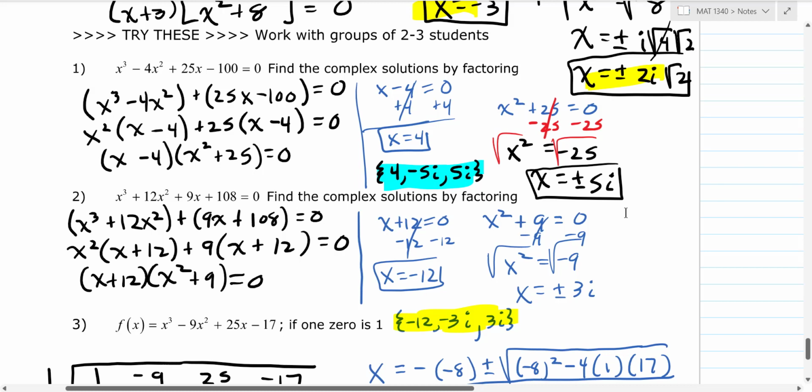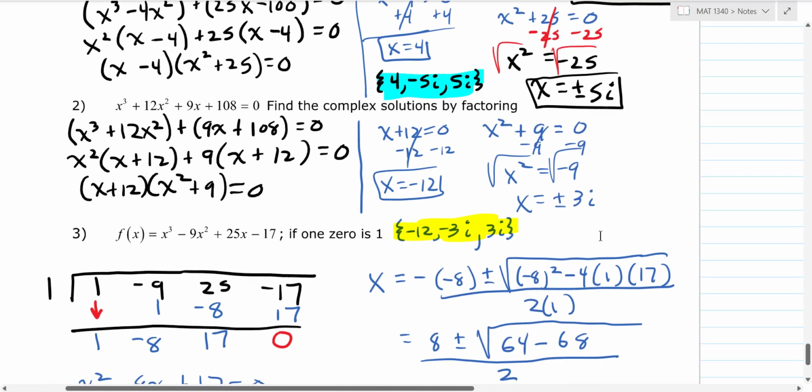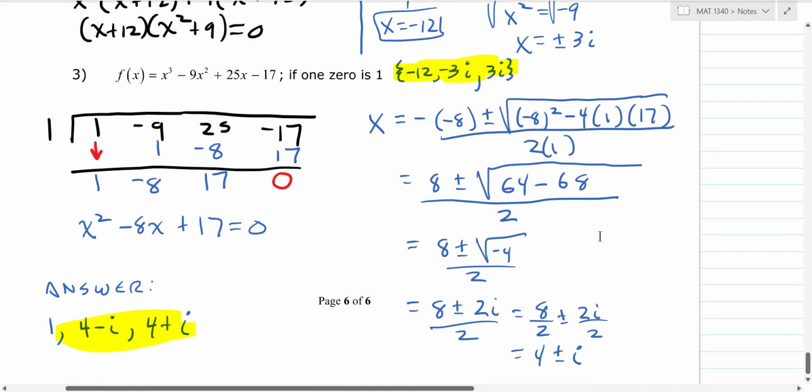Now, number 3, I did an example like that a little earlier before I did the factoring. This time I'm giving you a 0 of 1. If you weren't sure what to do on this problem, the idea is this will not factor. If you tried to factor it by grouping, you wouldn't have any success, but you don't need to because I gave you a 0 anyway. If you synthetically divide this polynomial by 1, you'll have a remainder of 0. So you end up with the quadratic equation x squared minus 8x plus 17 equals 0.